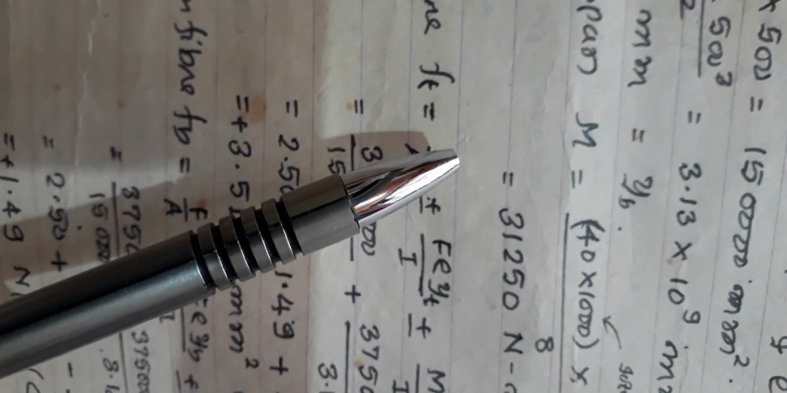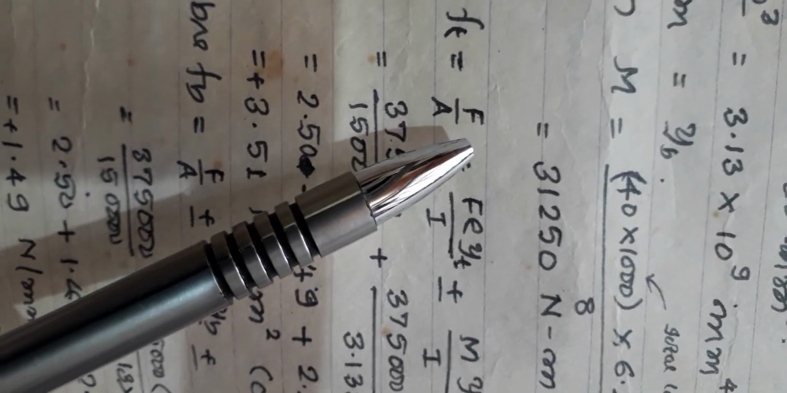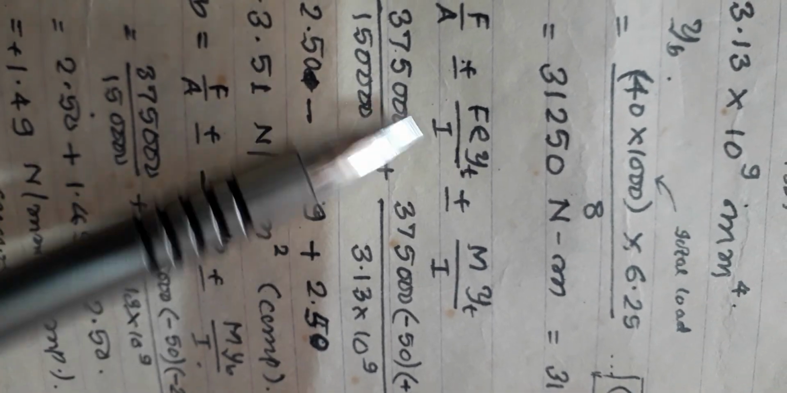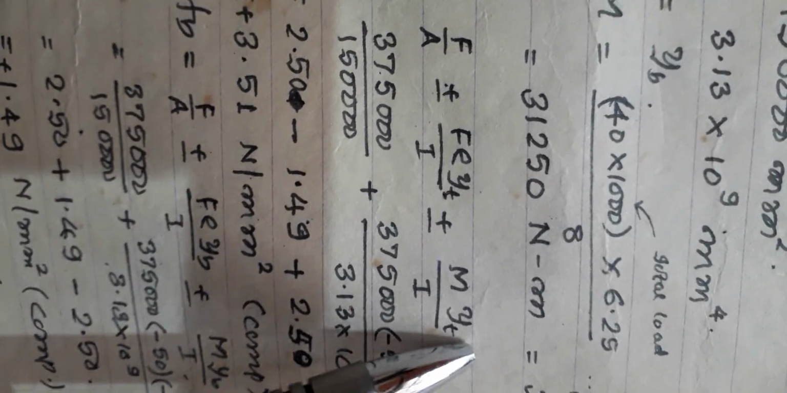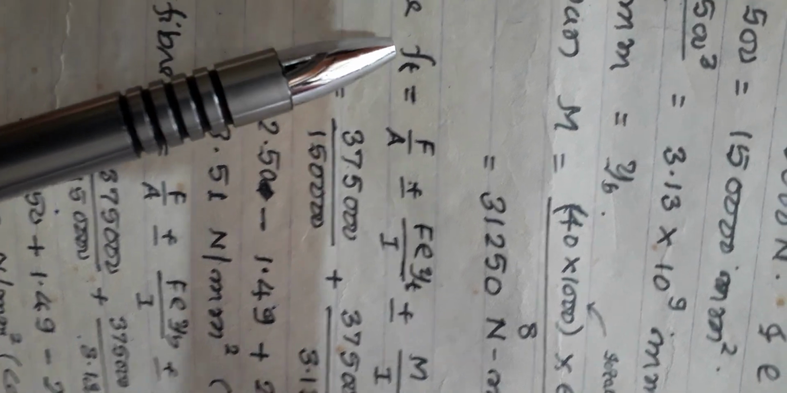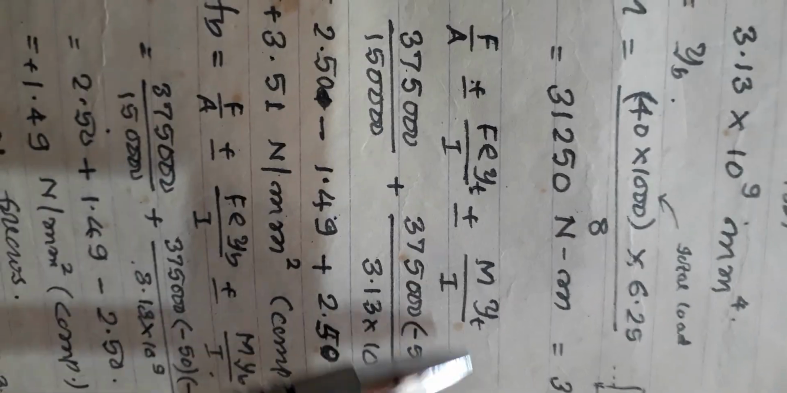See now, to find the stresses by using the stress concept, I want to find the stress at the top fiber, FT. The stress concept says that it is F by A plus or minus F E YT by I plus or minus M YT by I. This is the equation, because I want to find the stresses at the topmost fiber, FT. Wherever FT is there, I have to put YT. So fill in the values now.